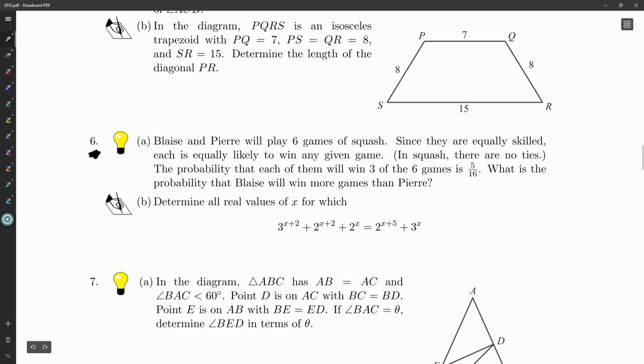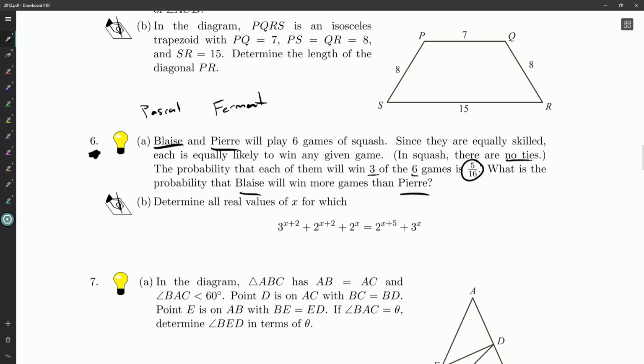So, still a light bulb and a written question. Blaise and Pierre, which I'm pretty sure is Blaise Pascal and Pierre de Fermat, will play 6 games of squash. Since they are equally skilled, each is equally likely to win any given game. In squash, there are no ties. The probability that each of them will win 3 of the 6 games is 5/16. What is the probability that Blaise will win more games than Pierre?